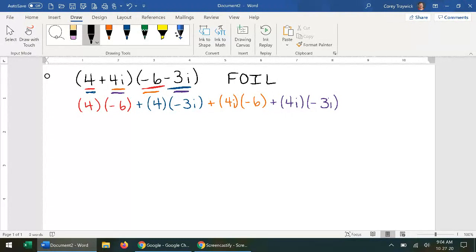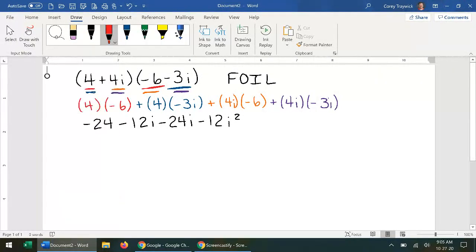Okay, let's multiply this all out. Okay, 4 times negative 6 is negative 24. 4 times negative 3i is negative 12i. 4i times negative 6 is negative 24i. And 4i times negative 3i is negative 12i squared. That looks messy. Yeah, but we're going to fix it right here.